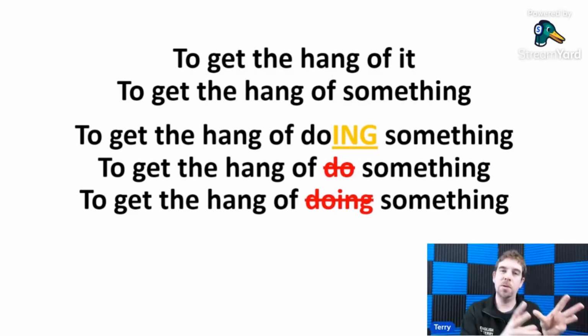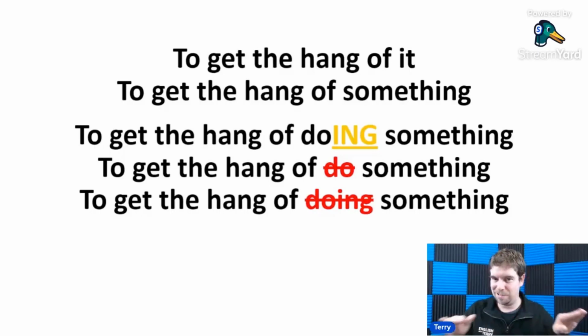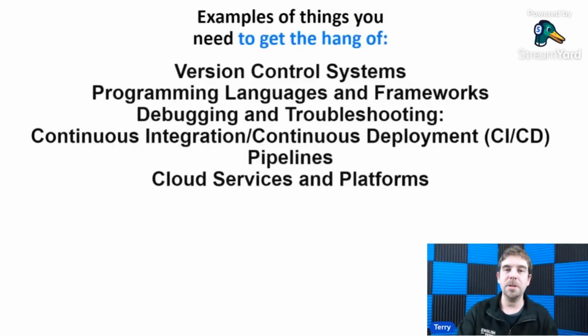Because you can put a noun, but when you put a verb, you'll see here to get the hang of doing. So if the phrase is to get the hang of working with React Native, or maybe it's Node.js or whatever, right? You need to say, I'm getting the hang of working with React Native. If you can see here, to get the hang of do is incorrect. And then to get the hang of doing something is also incorrect. Okay.